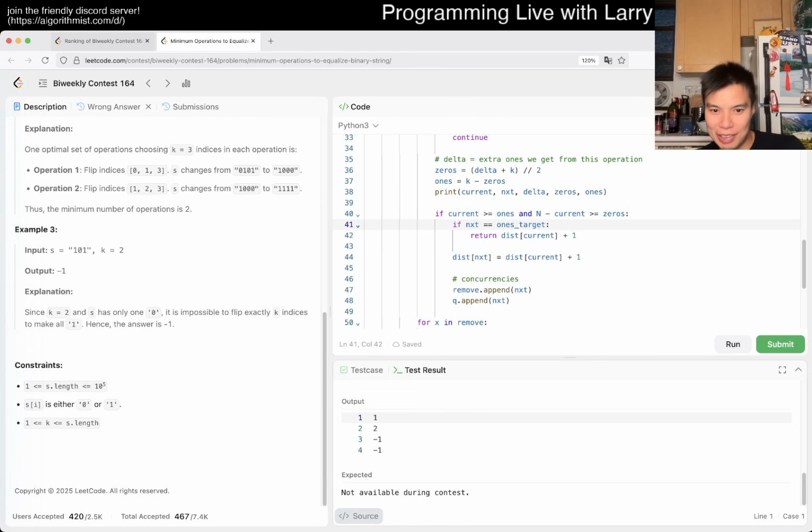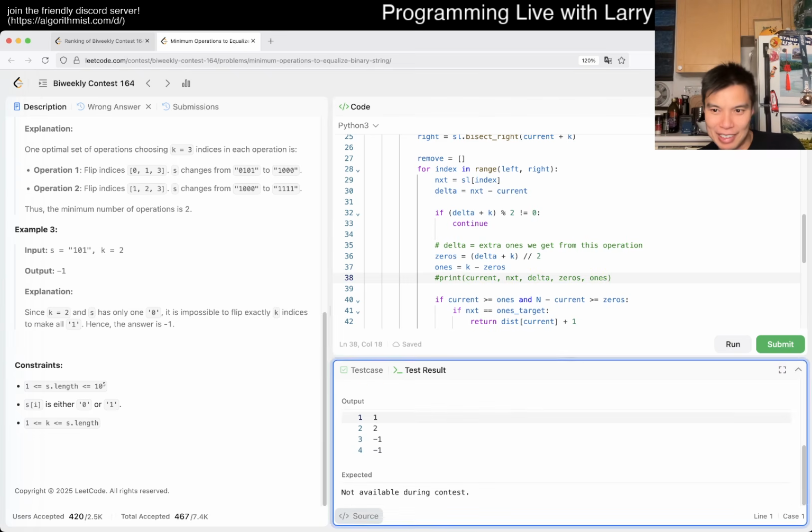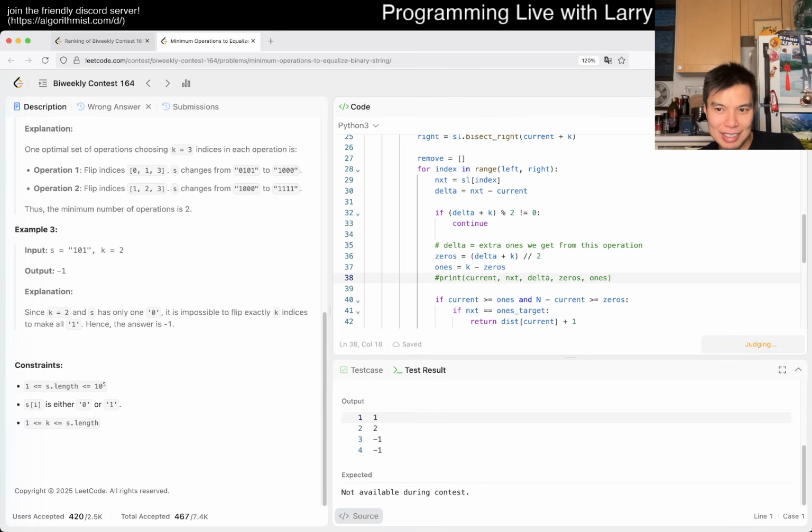Okay. Now we're cooking. Silly boy. Okay. YOLO submit. Maybe we could do an optimization with parity stuff, odds, evens. I hope I don't need to. We only have 22 minutes left.